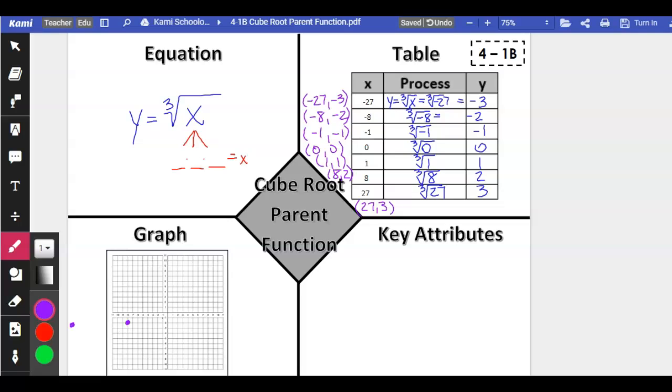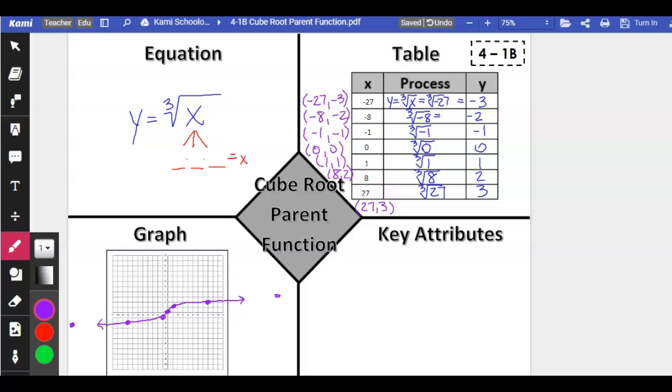Negative 1, negative 1. 0, 0. 1, 1. 2, 8, 1, 2, 3, 4, 5, 6, 7, 8, and then 3, 27, all the way over here somewhere. So your graph looks like that. Very closely related to the cubic parent function. So graph yours, connect them, looks like a big squiggle.